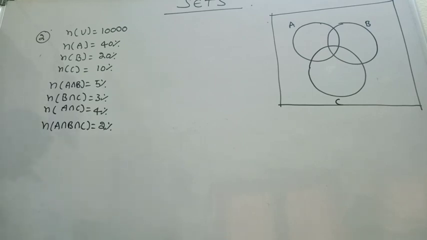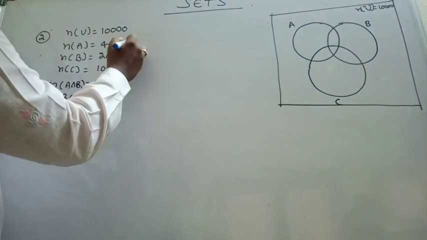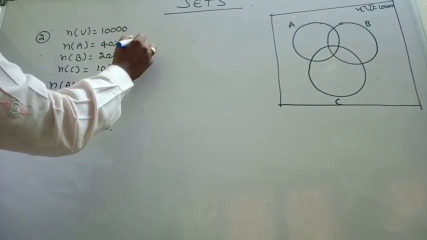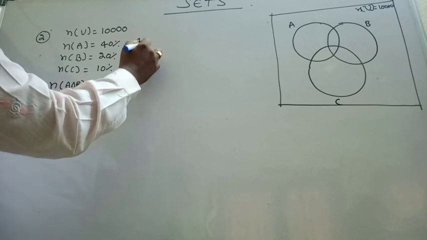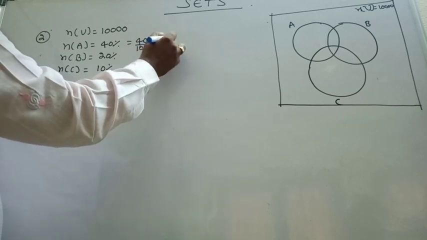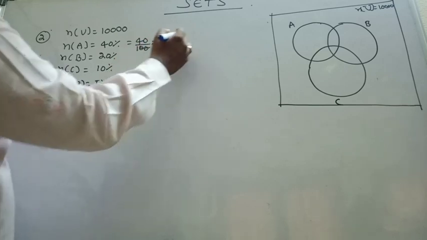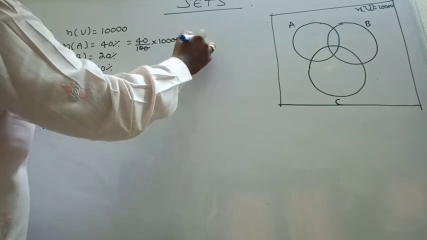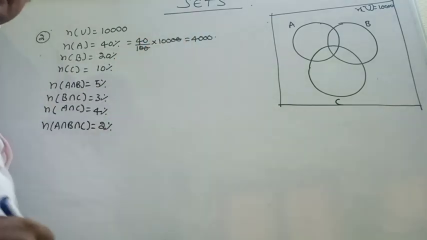Find the number of families which buy A only, B only, and none of A, B, C. This is the problem, my dear students, we are having here. Now U is 10,000 actually, and A is 40%. The total means 40 by 100 into 10,000. These two zeros will cancel, 40 into 100, so this is now 4,000.